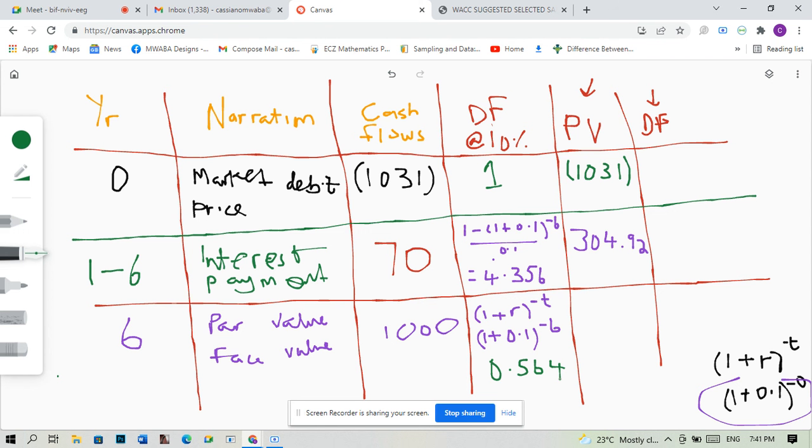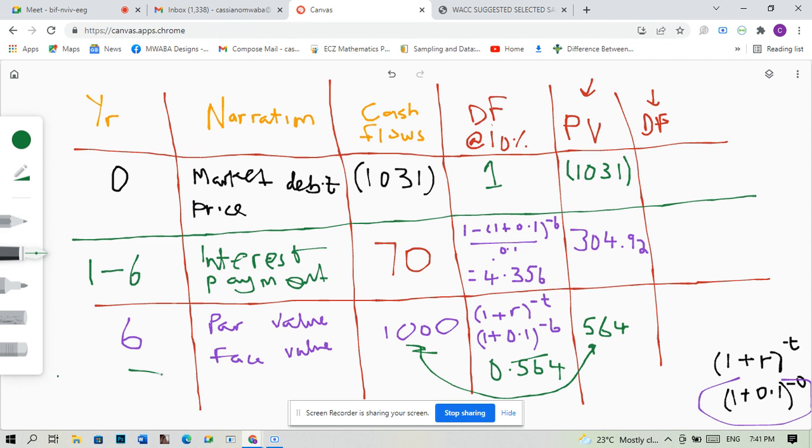Okay, so we're going to say 1000 times 0.564, that's going to give us 564. So this 1000 in 6 years is going to be equivalent to 564.